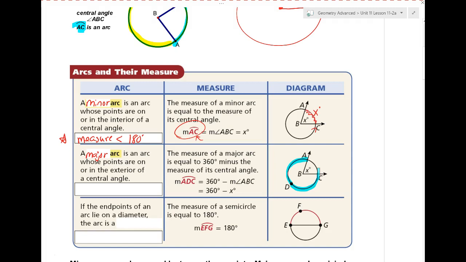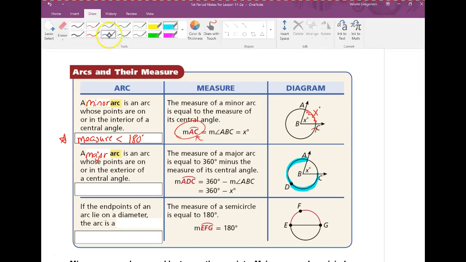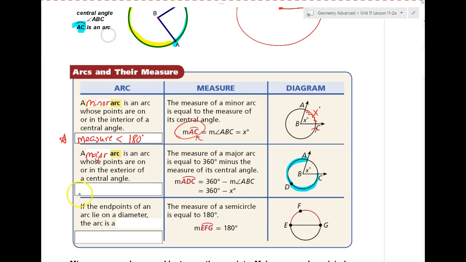All right, now what's the easy way of memorizing this? And I think this is the easier one. How about its measure is greater than 180 degrees? To me, that's an easier way of deciding what a major arc is. It has to be greater than 180. So here, one way that you could easily do that is if you know the minor arc's measurement, could I subtract it from 360 and get the major arc's measurement? Yeah, it's an easy way of doing that.